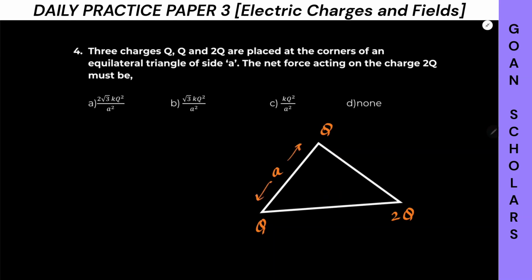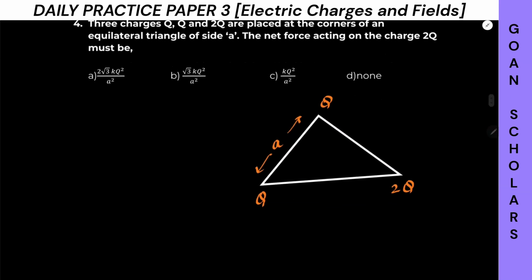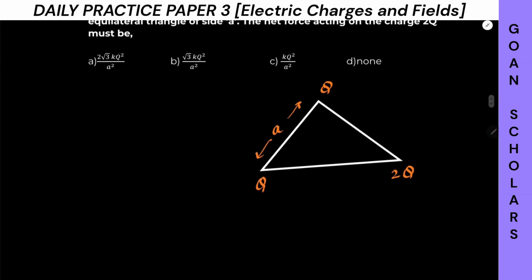We have to find the force on this 2Q charge, correct? So first of all, let's see what kind of force acts here. Let's call the charges A, B and C. We have to find the force at C. The charge at A is positive Q, and the charge at C is again positive. Positive, positive, there will be a repulsion. It will be along this direction, along the line joining.